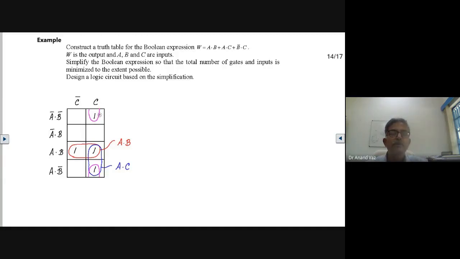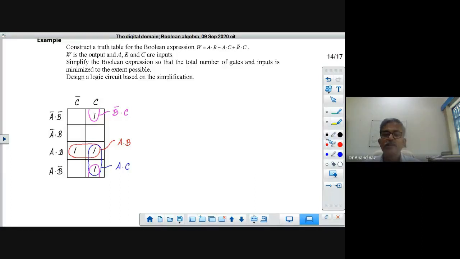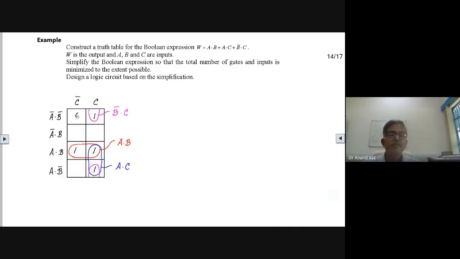Okay. So this pair is going to be not B and C. Okay. So we have got the 3 pairs that are involved in this. Now the other elements have to be 0. You have to keep this in mind. This has to be done. Otherwise the Carnot map is incomplete. So this is our Carnot map.